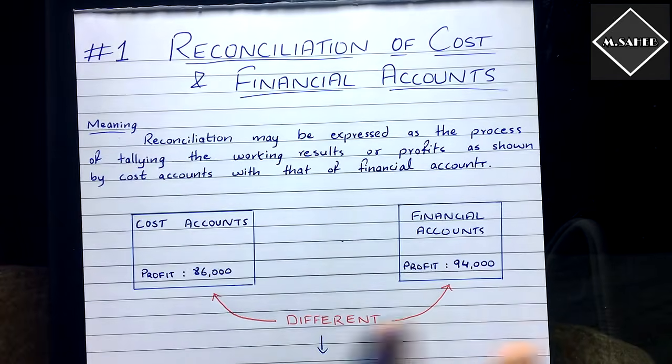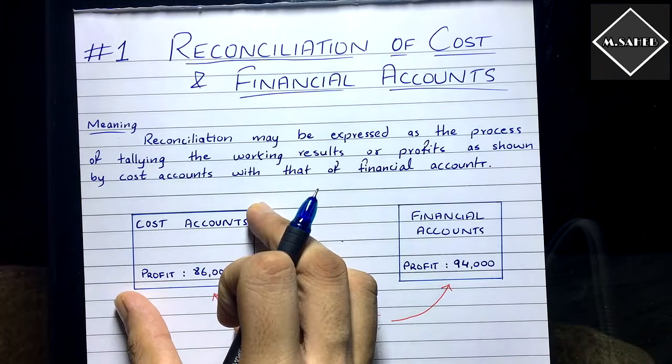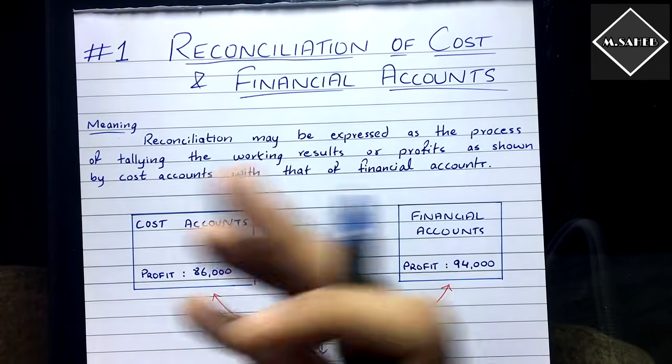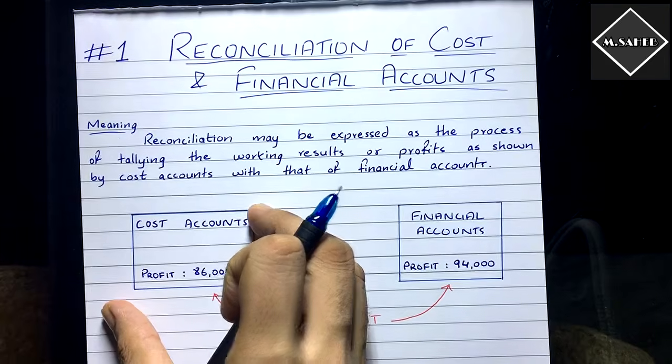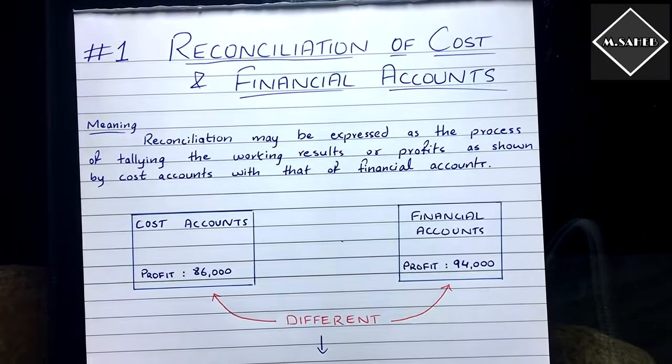So always, mostly, in all the questions we should try to use cost accounting profit first. We can start with any profit, but the most preferred way here, since we are learning cost accounting, is that we'll start off with cost accounting profit, and we'll try to arrive at financial accounting profit, okay? That's how we are going to reconcile the differences between these profits.